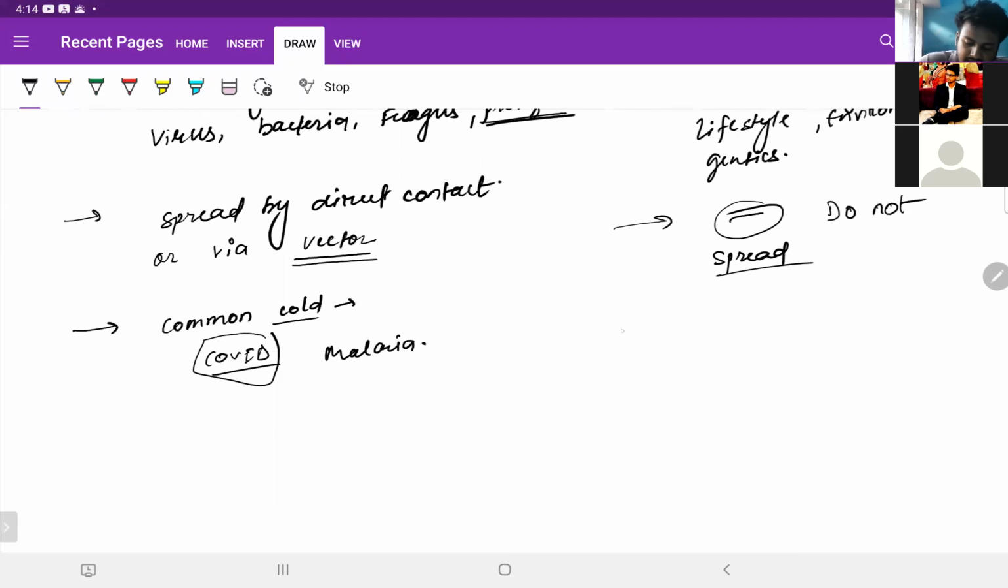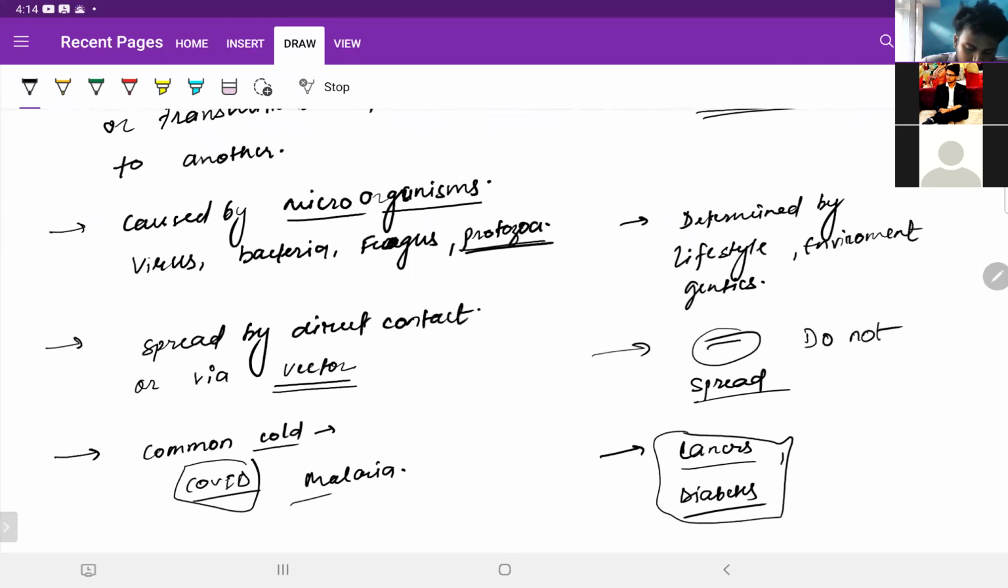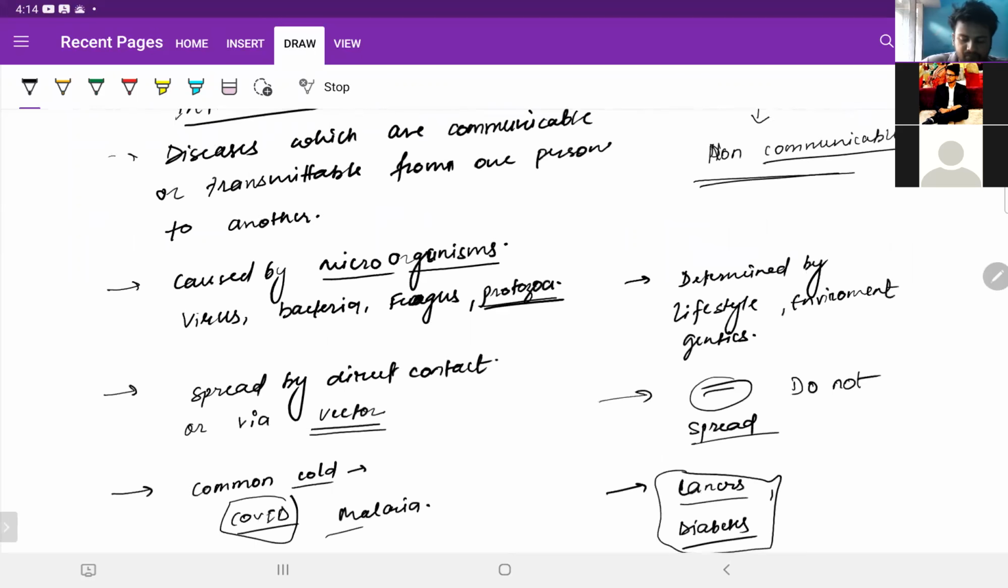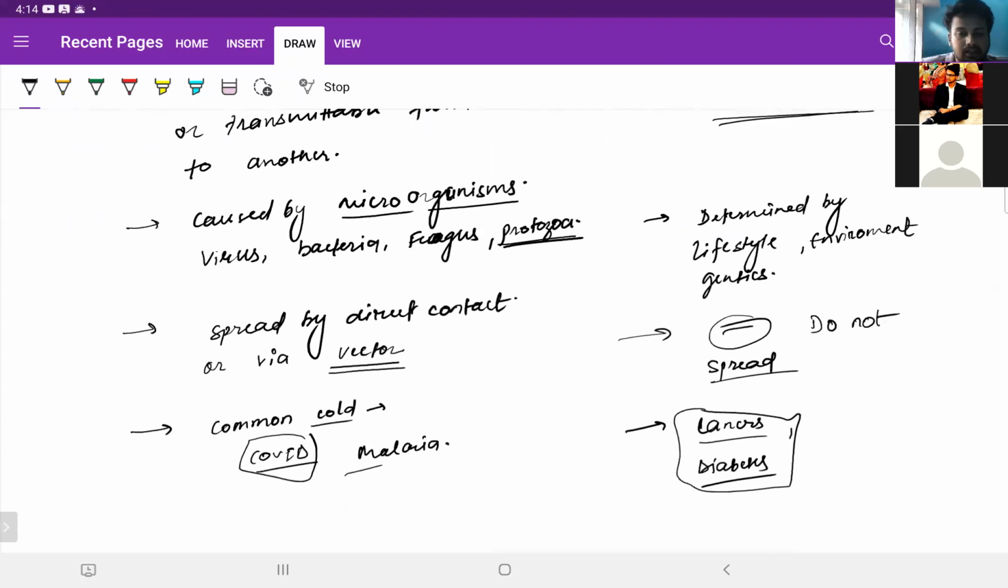Here, what kind of diseases I can talk about? Cancers, right? Then I can talk about diabetes. So these are the diseases which are non-infectious diseases, and these are the diseases which are infectious diseases. So this is about the difference between the infectious and non-infectious diseases, which I was supposed to take in the previous class, but अभी खत्म कर, ठीक है?